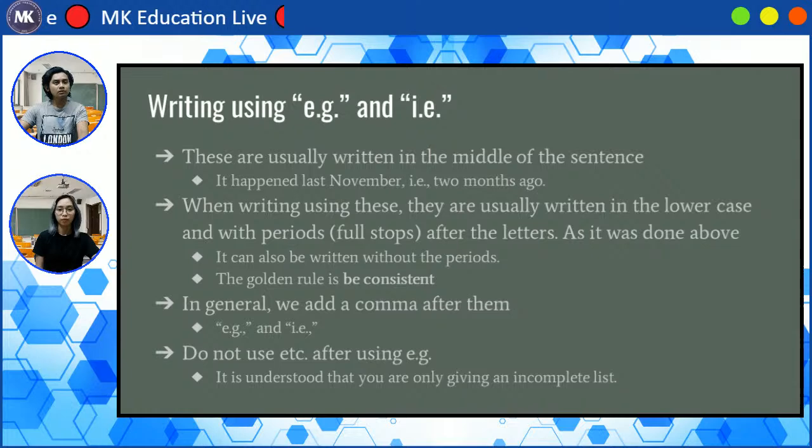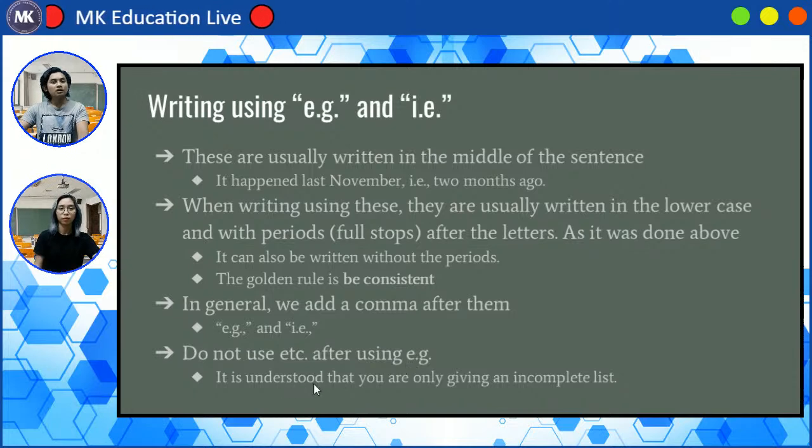Now, in general, we add a comma after the last period of e.g. and i.e. So after the g period, we put a comma, like in this example. Now, do not use etc. after using e.g.